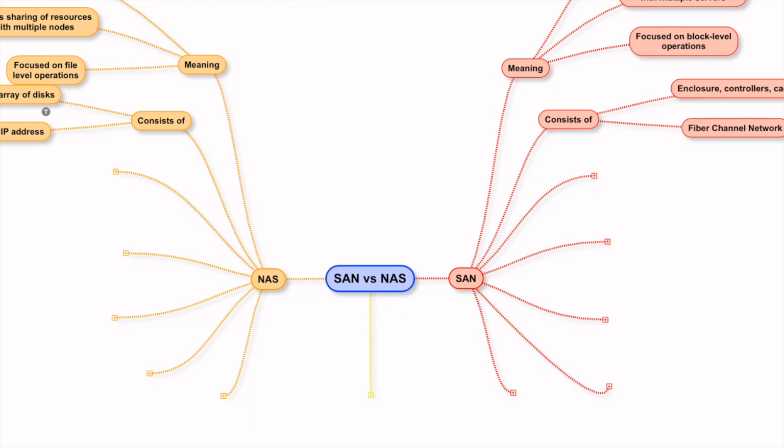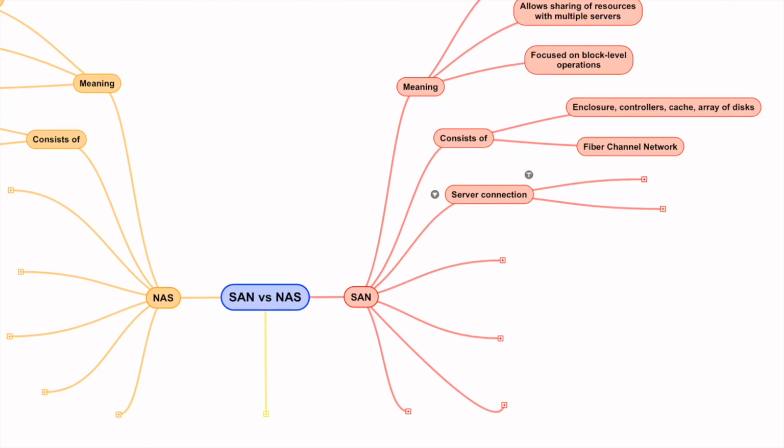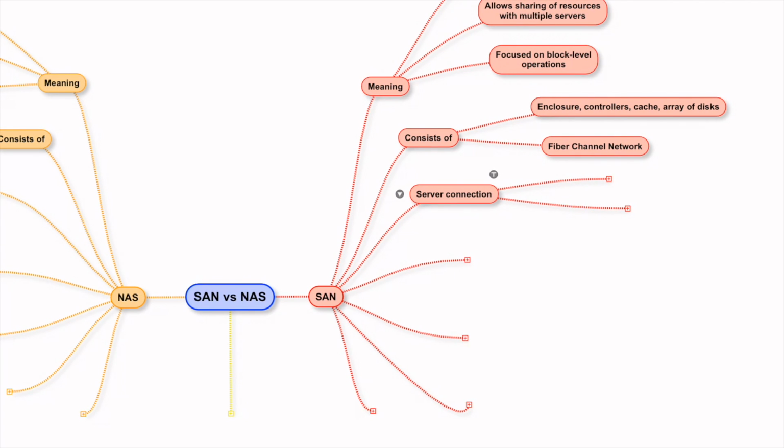Now let's come to the SAN part. Server connection. So how do the servers connect to SAN? Because it's a fiber channel network, it requires FC ports to be available on the server to make a connection to the SAN network. Usually there would be SAN switches, which would be the central point to connect the servers with the storage device.